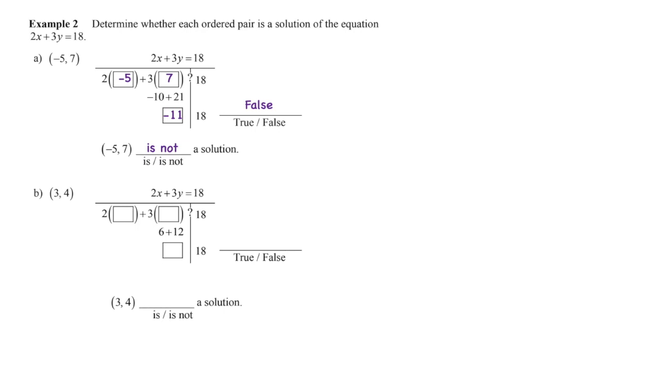Why don't you try part B? Pause the video and see if 3, 4 is a solution. I will plug in 3 for x and 4 for y, giving me 6 plus 12, which is 18. This gives me a true statement, so therefore I know 3, 4 is a solution.